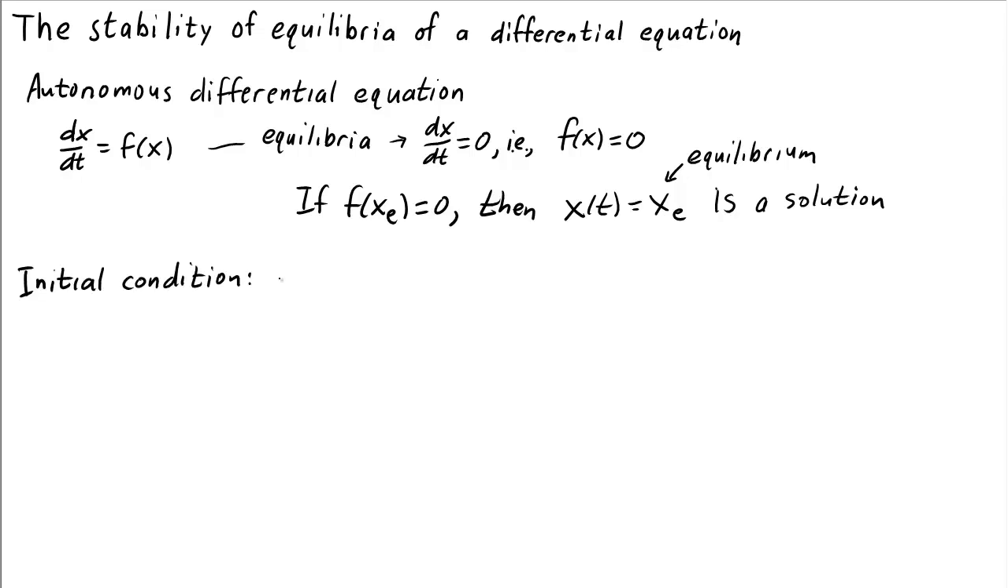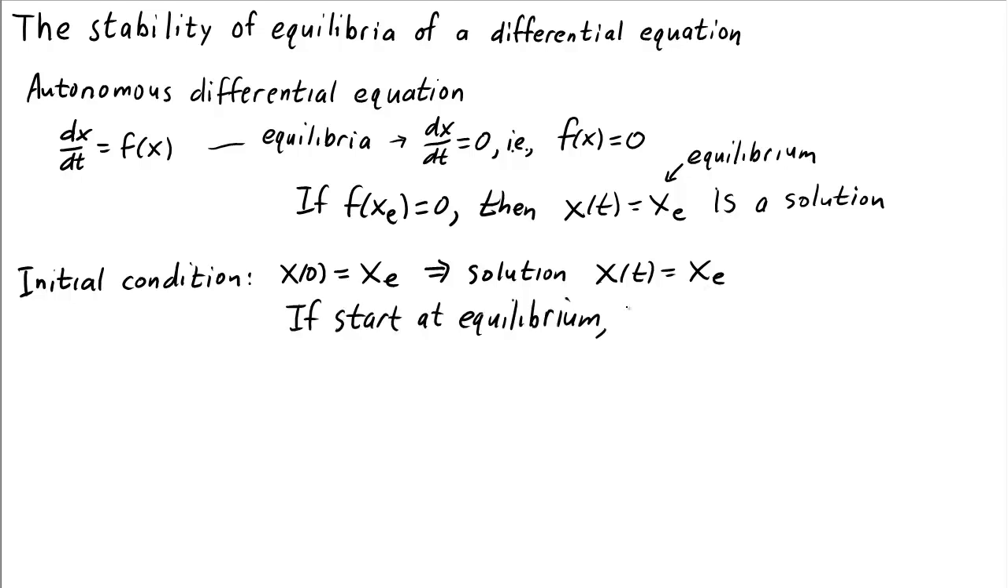This means if we have the initial condition that x of some time, let's call it 0, is equal to x sub e, then the solution must be x of t equals x sub e. If we start at the equilibrium, we stay there for all time. This is just the definition of an equilibrium.